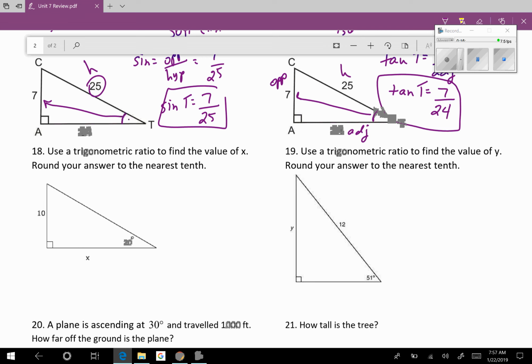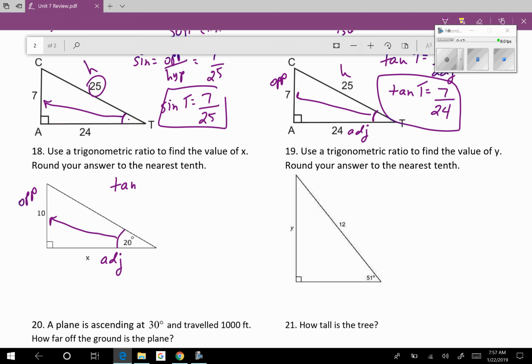All right, 18. Use a trigonometric ratio to find the value of x. Round your answer to the nearest tenth. All right, you know when to use trigonometry? When they give you an angle and a side, and you're trying to find another side. So this one here, this is our 20 degrees. This 10 is opposite from it. And this slanted side here, that's our hypotenuse, but we don't know it. But x, that's the other number we have, that's our adjacent side. So opposite and adjacent, which one should we use? Sine, cosine, or tangent? Well, only tangent is opposite and adjacent.